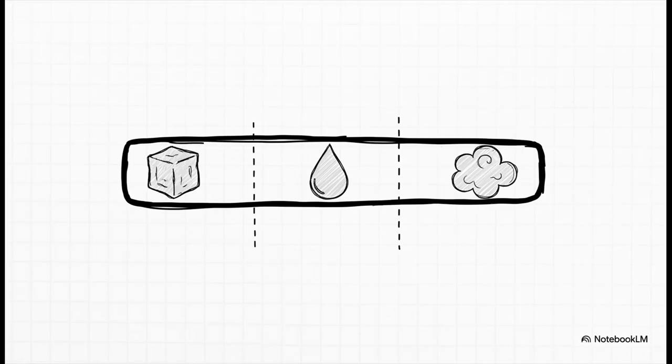And that's it. That's the one rule you really need to remember. If your temperature is below the melting point, it's a solid. Above the boiling point, it's a gas. And if you're right in that sweet spot in the middle, bingo, you've got a liquid.